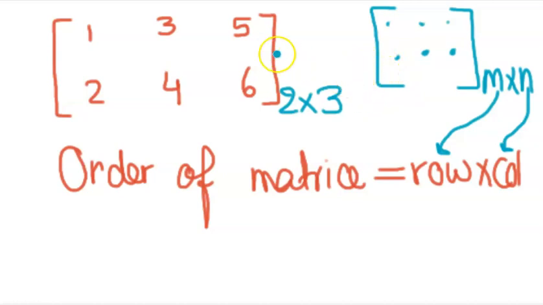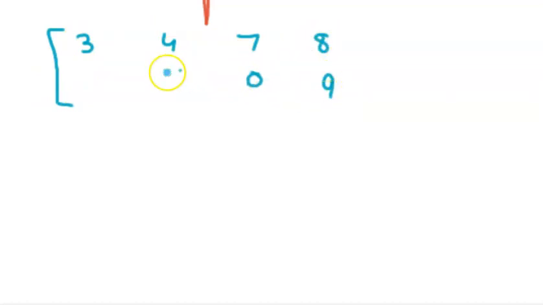Then we have the elements of the matrix. This is the order of the matrix, by the way. Now, what are the elements of the matrix? For example, I write this matrix: 3, 4, 7, 8, 9, something like that.